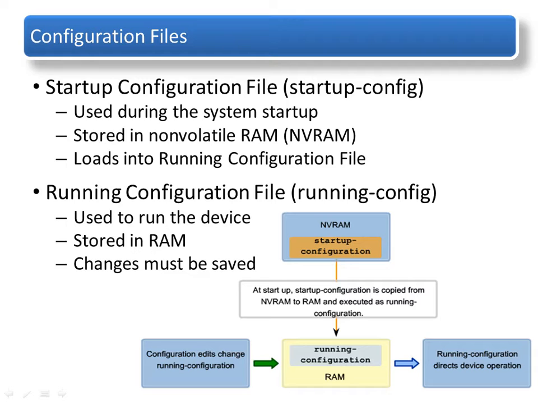The running configuration file is used to operate the network device. Changes to the running configuration will immediately affect the operation of the device. After making any changes, the administrator should save them to the startup configuration file so that they will be used the next time the device restarts.